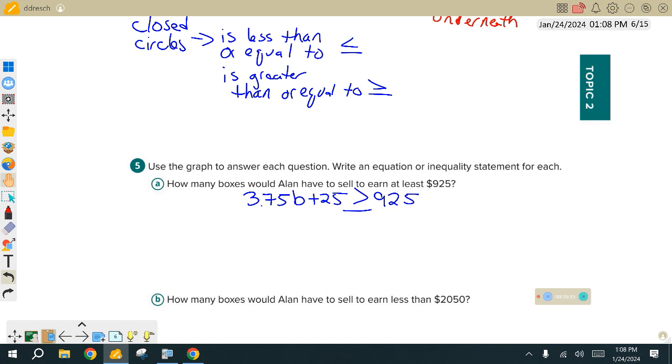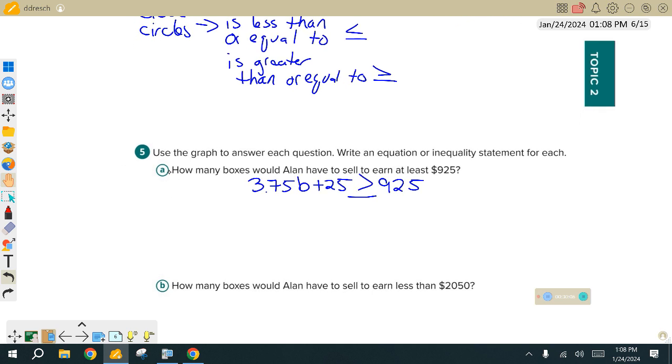I get at least $925. But if I make over $925, even better. $925 is my minimum. If I make $1,000, even better. Make $1,200, $1,600, $2,000, even better. But if I make below that, that's not good. If I make $900, $800, not good. So on letter A here, we modified it just a bit. We took out the equal sign, and the word at least means greater than or equal to.